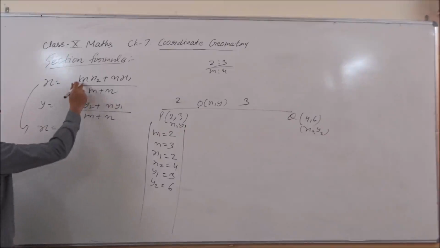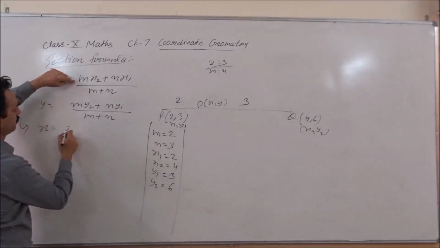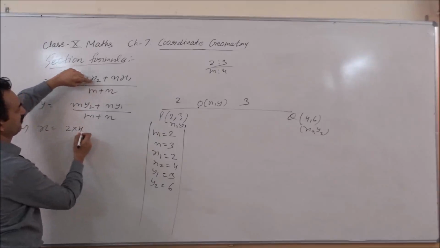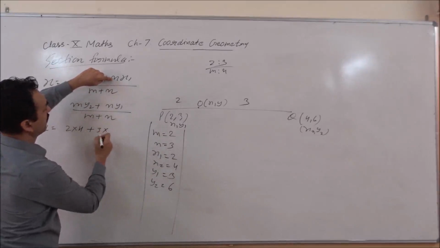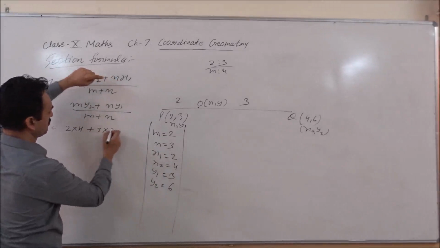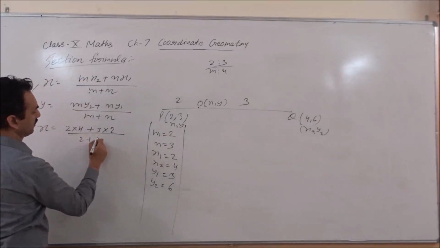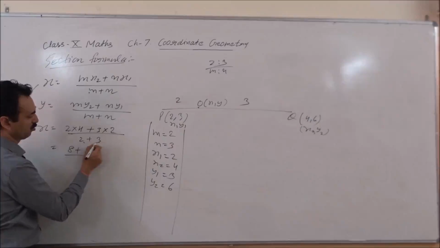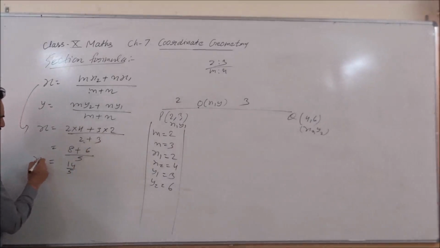So let's find what is m. We follow this one, okay? What is m? 2. What is x2? 4. Multiply, 2 multiply 4. n into x2 plus n, 3 multiply x1, 2, upon m plus n. m plus n is 2 plus 3. Let's simplify. 2 4s are 8, 3 2s are 6, upon 2 plus 3, 5. And 8 plus 6 is 14 upon 5. So x will be 14 upon 5.